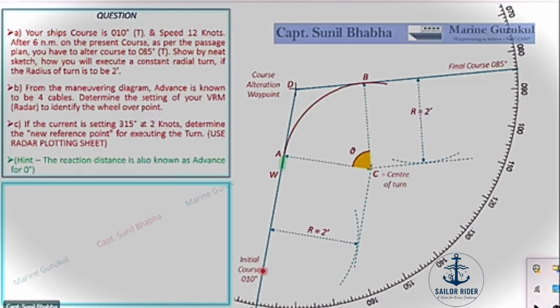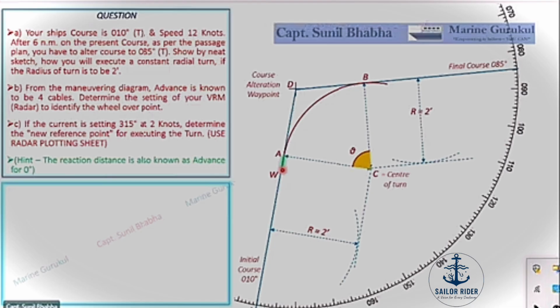Our initial course was 010, the final course is 085. So the vessel is altering by an amount of 75 degrees. This yellow angle which you see, represented by theta, represents the alteration angle. So this is 75 degrees. Now moving further, we have the wheel over point on our plot as Whiskey.